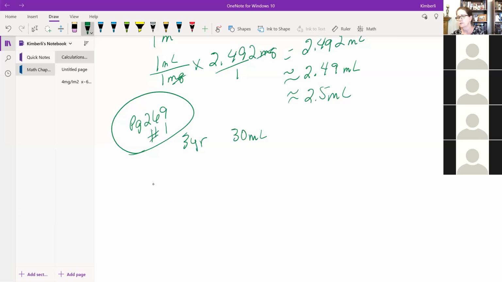So let's go ahead and do this one. You said it would be the child's age over what again? The age plus 12. Okay, so 3 plus 12 is 15. And then multiply that by 30 mLs. What do we get? Six? 6 mL. Yep, 6 mLs, that's what I get.